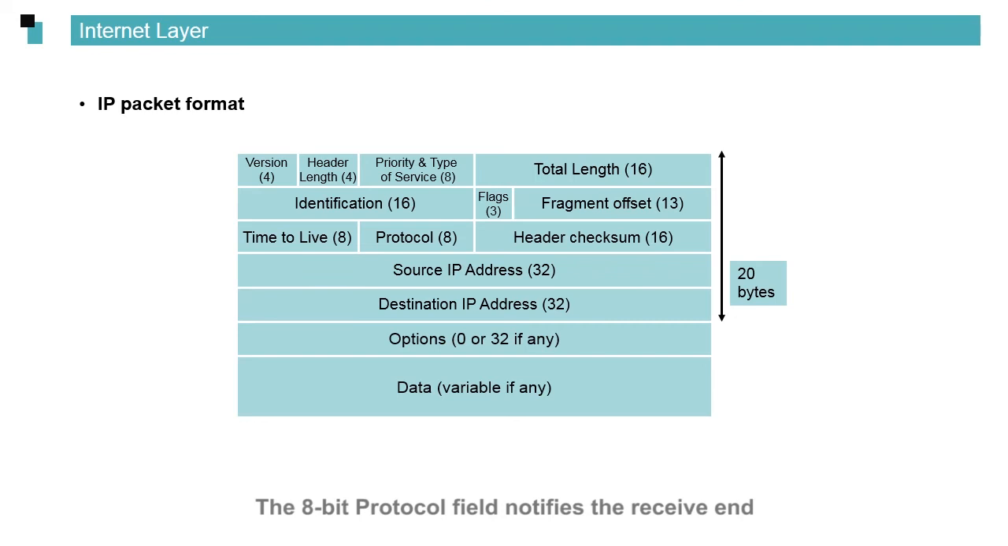The 8-bit protocol field notifies the receiver of the type of packet carried in the data field. The 16-bit header checksum field is used to determine whether an error occurs during data transmission. The 32-bit source IP address and destination IP address fields are the source and destination IP addresses, respectively.